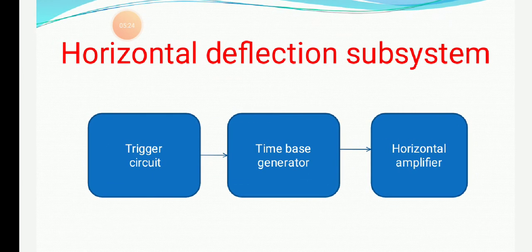The main purpose of the time base generator is to convert the given input signal into a sawtooth waveform, which will deflect the beam in the horizontal direction. Second point, it has two modes: one is the sweep mode, another one is the flyback mode. That is also shown in the figure below.